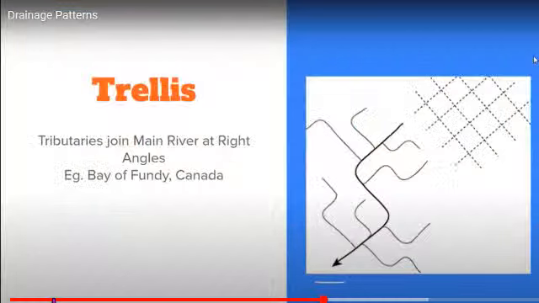Next pattern is the trellis drainage pattern. This is a rectangular pattern where water is taking turns at right angles. Rock type here is very influential in the trellis pattern. It occurs where there are alternate bands of hard and soft rock, where soft rock is easier to erode, so tributaries will form in the soft rock and join the main river at right angles. An example of this is Bay of Fundy in Canada, and we can see here what the trellis pattern would look like.